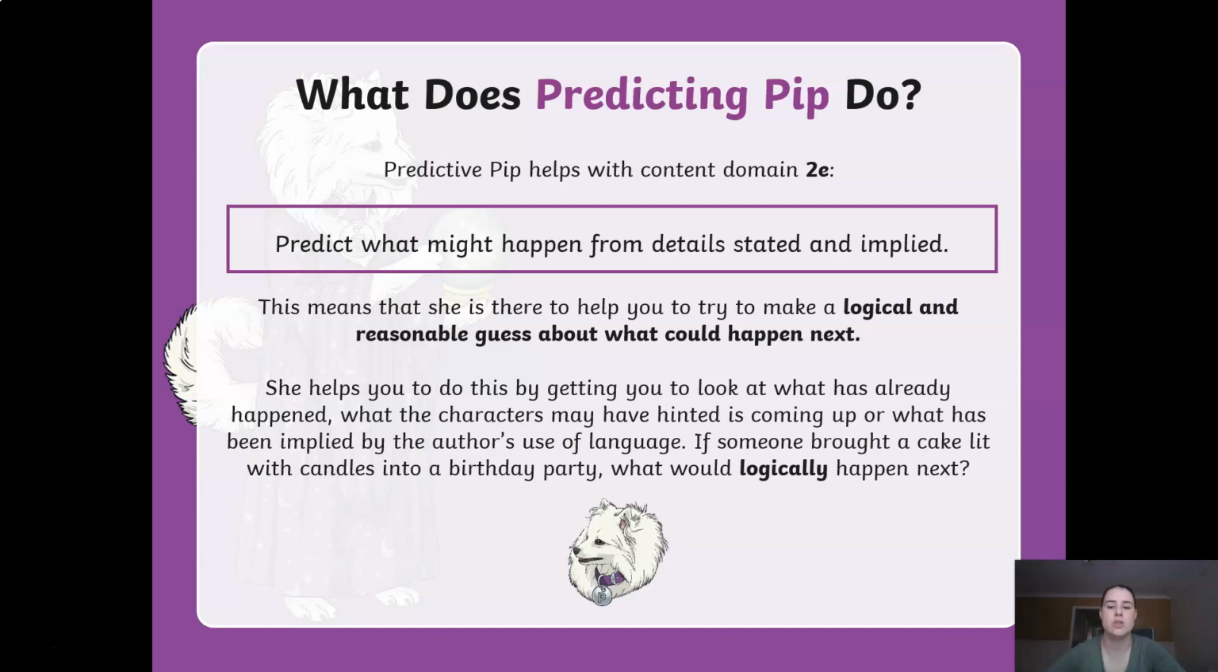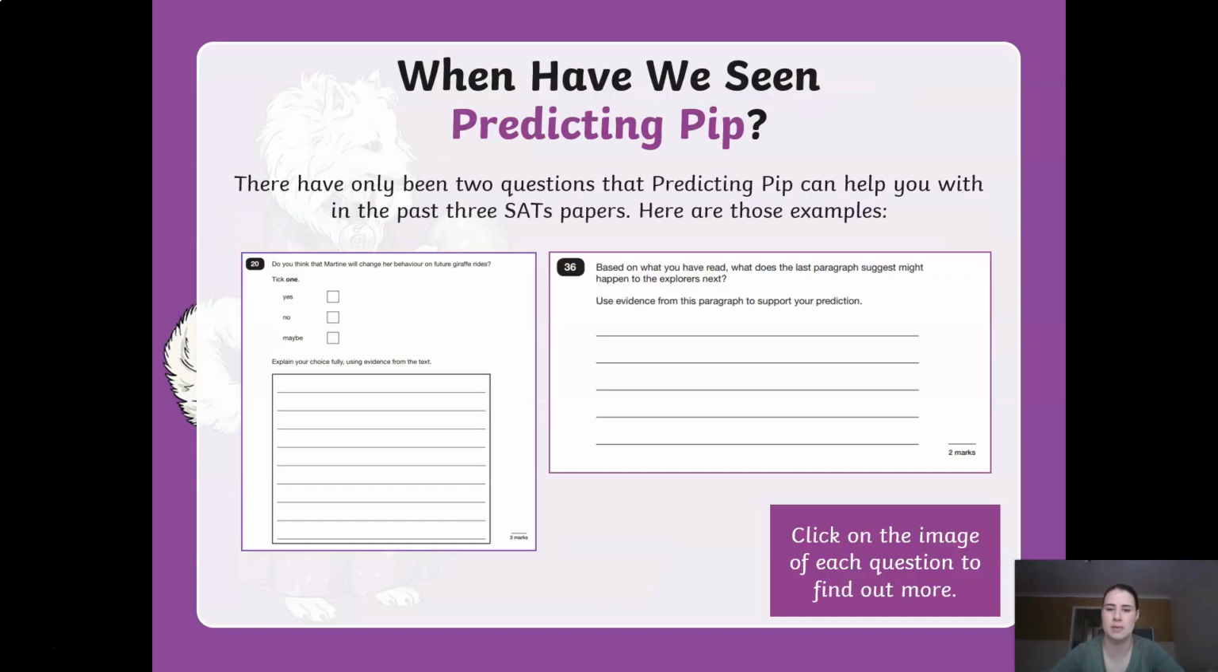Okay, so it's using those clues that you've already got in the language to try and understand what's going to happen next. So we're going to look at two different question types. Again, this links more to our 2 and 3 mark questions, which can be quite difficult.